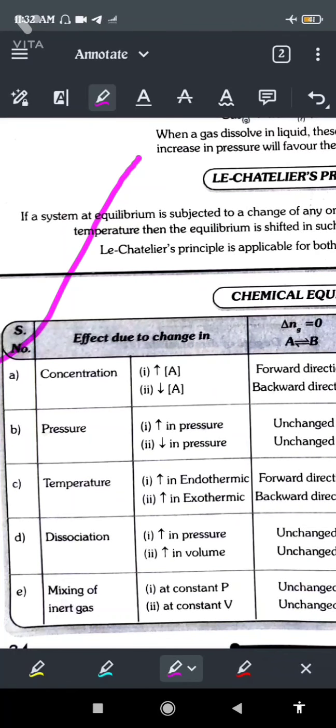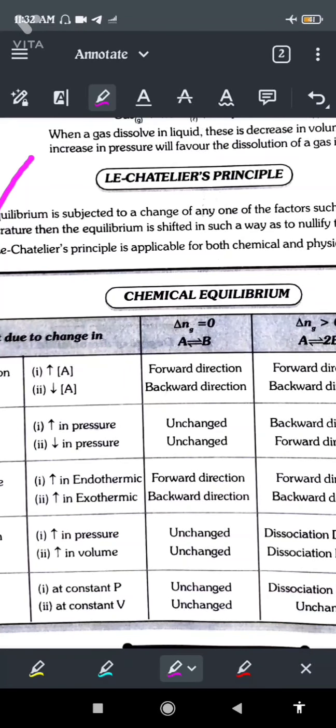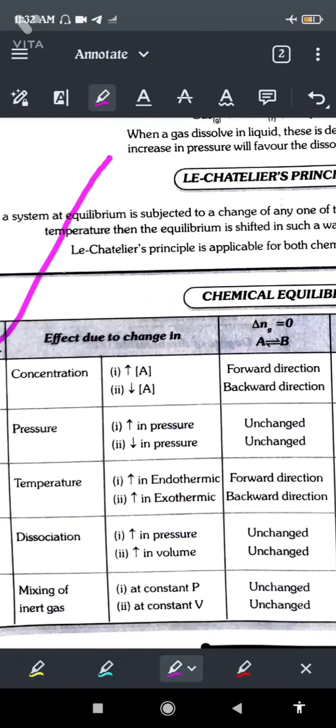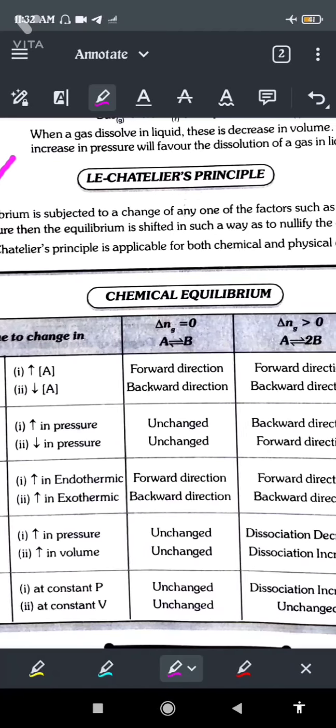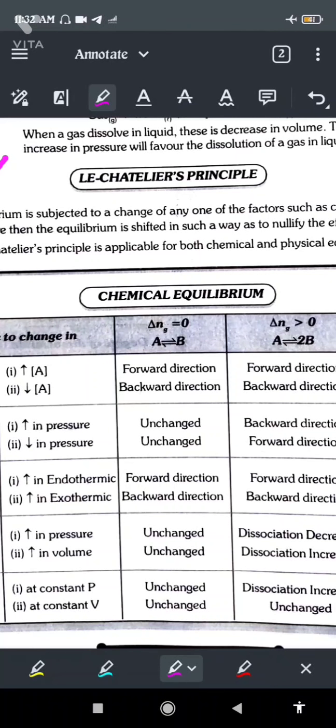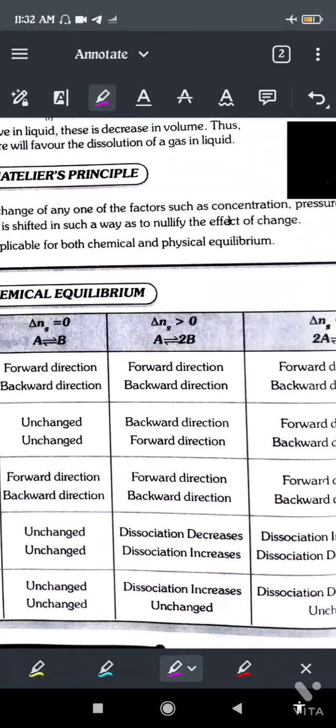Mixing of inert gas. If we add some inert gas at constant pressure and del n is 0, then the direction of reaction will be unchanged. If we mix some inert gas at constant volume and del n is 0, then the direction of the reaction will be unchanged.